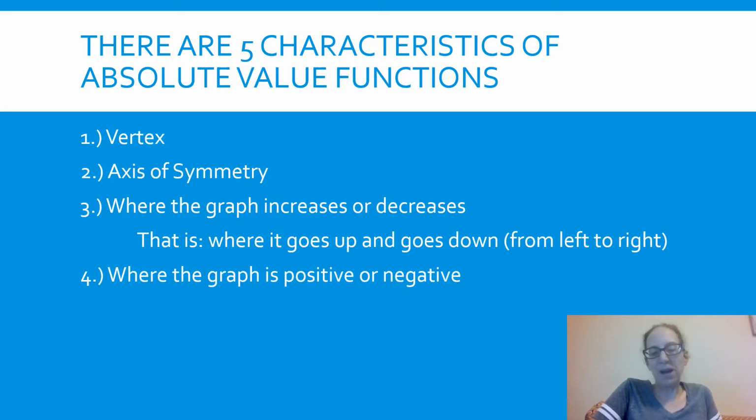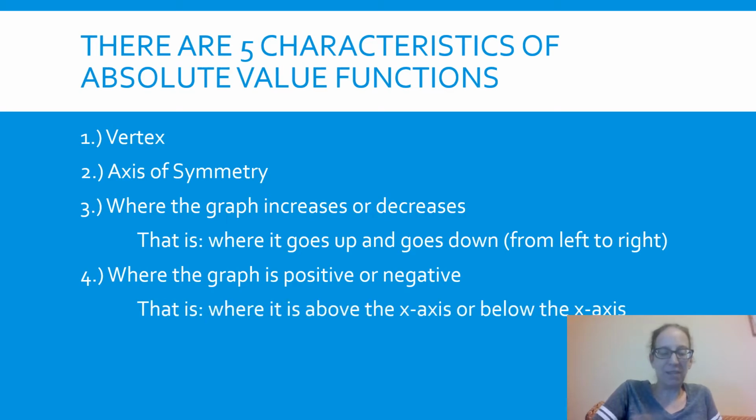Where the graph is positive or negative, and the definition for that is where it is above the x-axis or below the x-axis. So it's positive if it's above and it's negative if it's below. It pretty much has to do with the y-coordinates, if the y-coordinates are positive or the y-coordinates are negative.